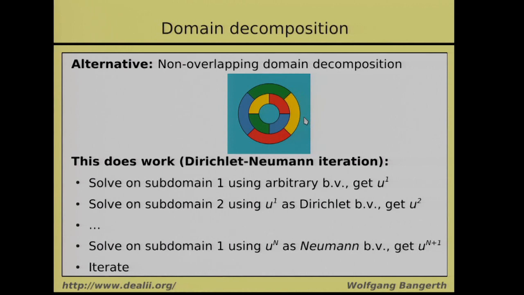So I'm using a different aspect than the one that I put in. I put in Dirichlet values and I get out Neumann values, and in the next iteration I use the Neumann values from the subdomain to impose boundary values on the blue one. So if you iterate this back and forth, then that can work. This is what the Dirichlet-Neumann iteration does. It's a non-overlapping domain decomposition method.